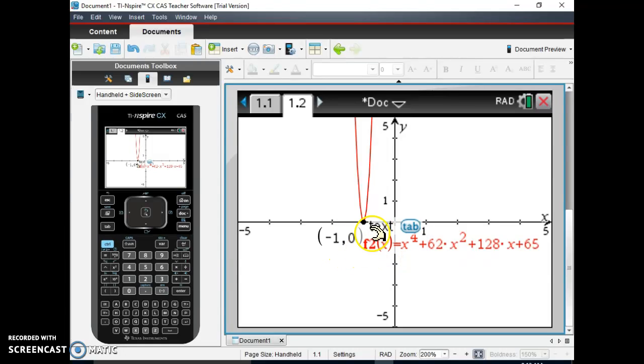That will mean something special on this graph. That means that actually this zero counts twice because it's a bounce.